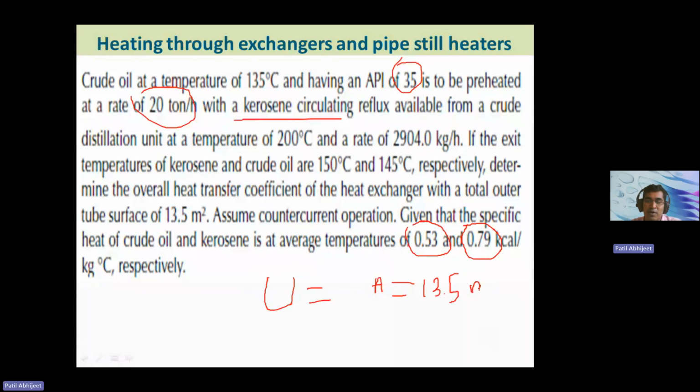A is given as 13.5 meter square, that is going to be mentioned. So this value is mentioned, and for that we have to calculate the value of Q. Initially we need to calculate the value of Q. Then you have to use this equation, UA delta T LM.